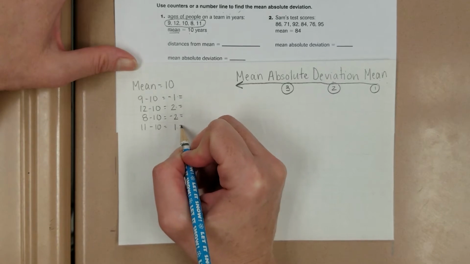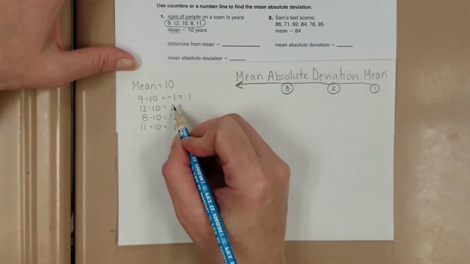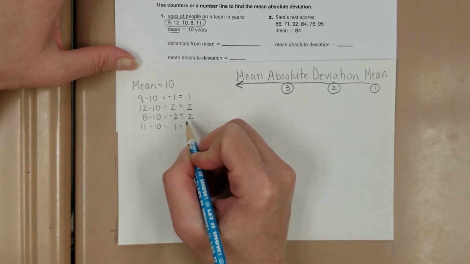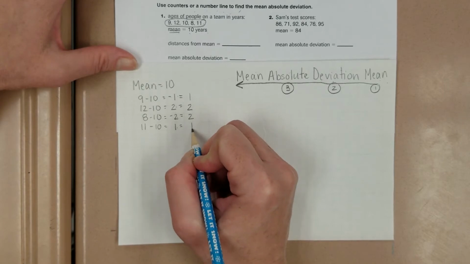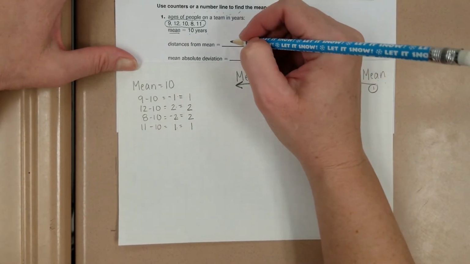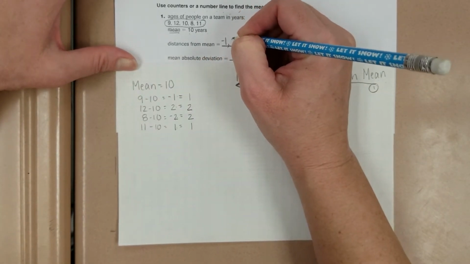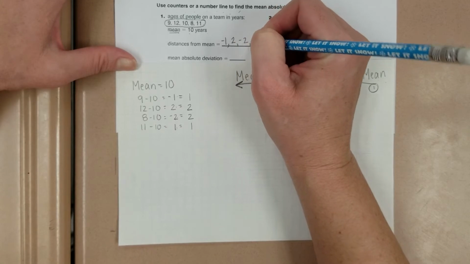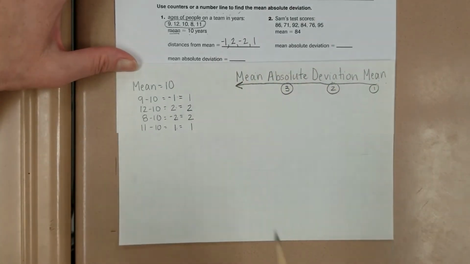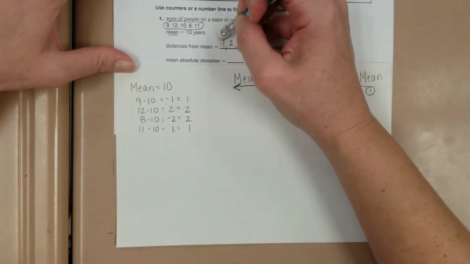And we know this from previous chapters. -1 becomes positive, 2 stays positive, -2 becomes positive, and 1 stays 1. Those are the distances from the mean. Now, actually these are supposed to be the absolute values, sorry.